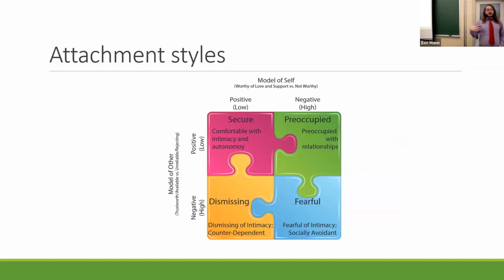Then we have attachment styles, right? So this is one of the ones that's brought up in your prompt for this week. What we have here is a 2x2 quadrant. And this quadrant is basically measuring how you feel about yourself. So if it's positive, that means you like yourself and you have good self-esteem. You value who you are, right? If it's low, you don't feel very good about yourself. You don't think that you're a very worthy of love person.